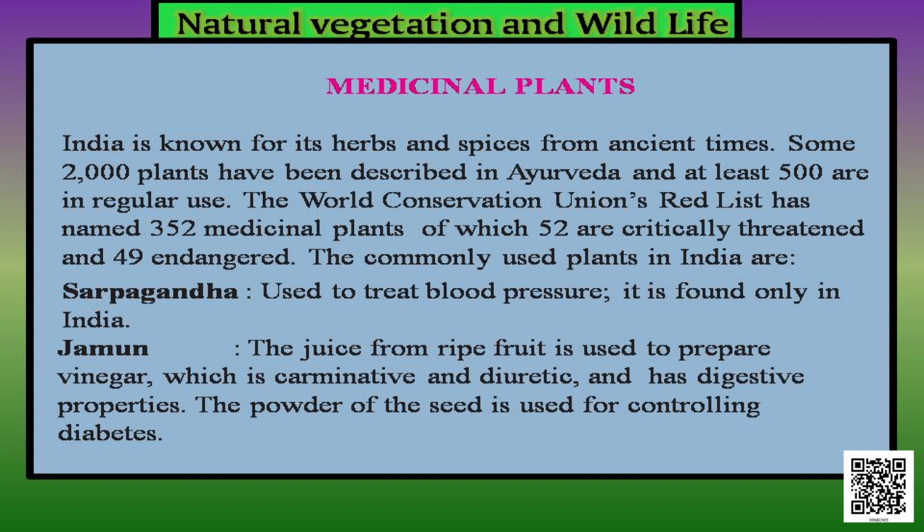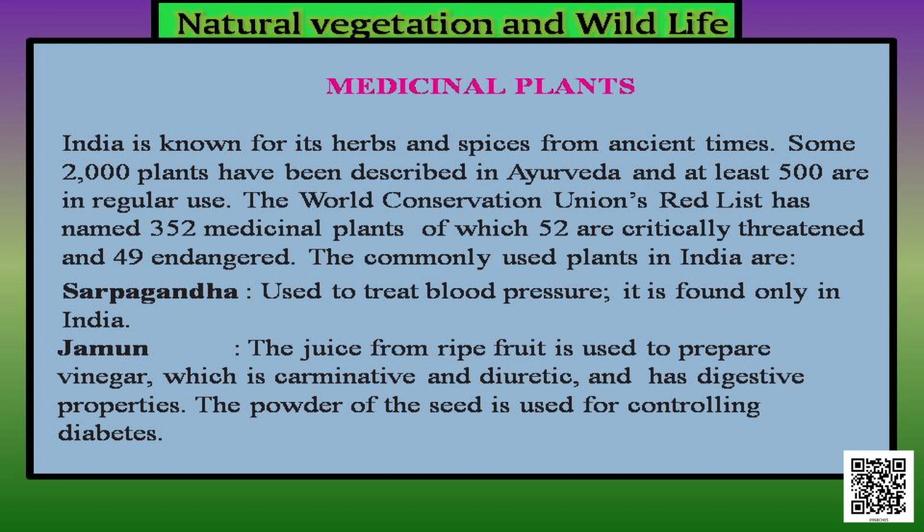Do you know the meaning of endangered? That means it is on the verge of extinction. In India, we have a variety of medicinal plants which have very important uses, such as number 1, Sarpagandha, which is used to treat blood pressure and it is also found only and only in India.